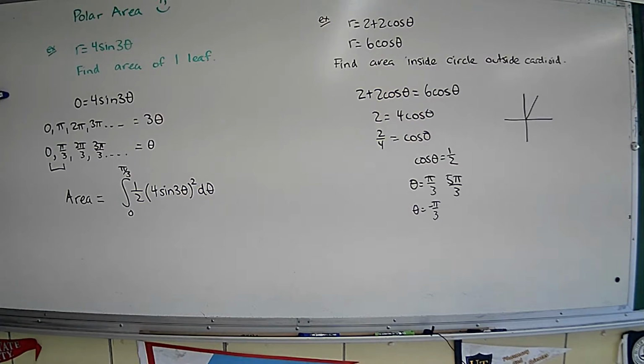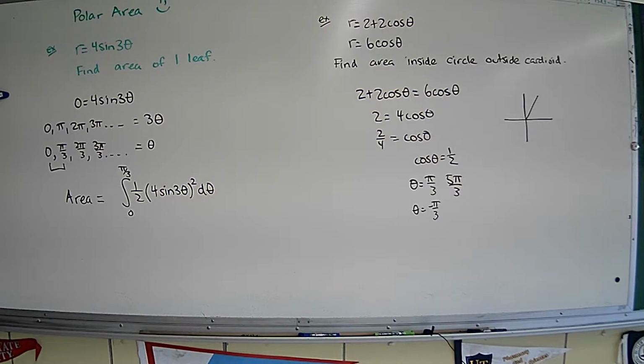If I made these my bounds, I'm going to get the area of these two parts. Okay? So the way to fix that is you need to have theta start here, down in the fourth quadrant, and increase to the first quadrant. There are two ways about going about doing that.